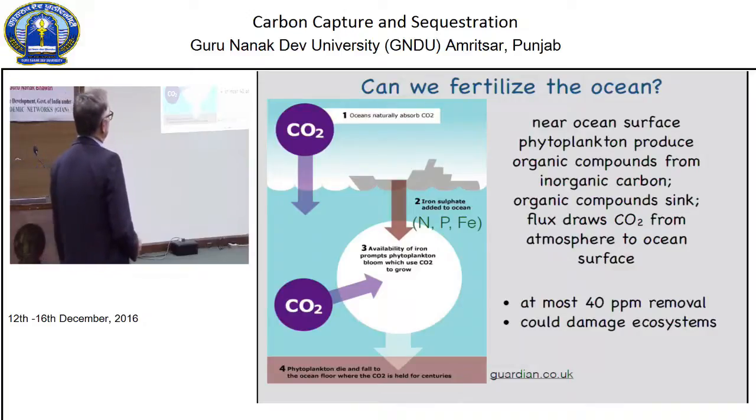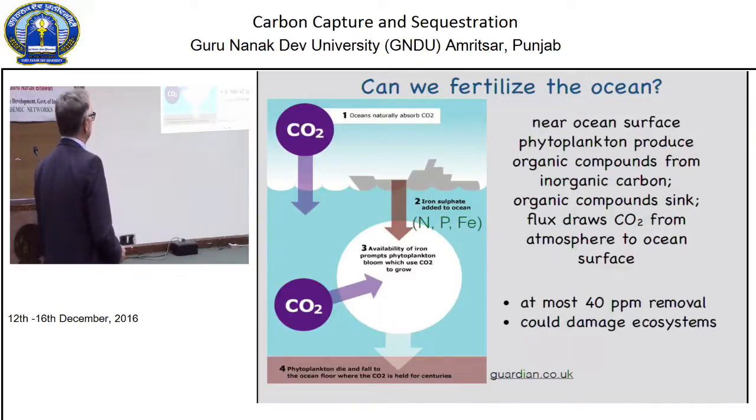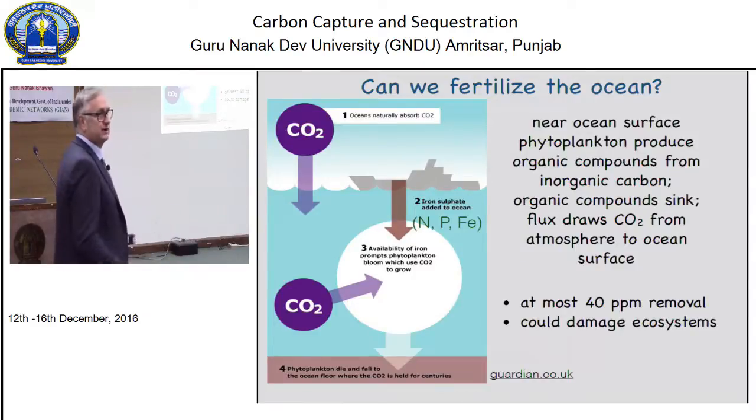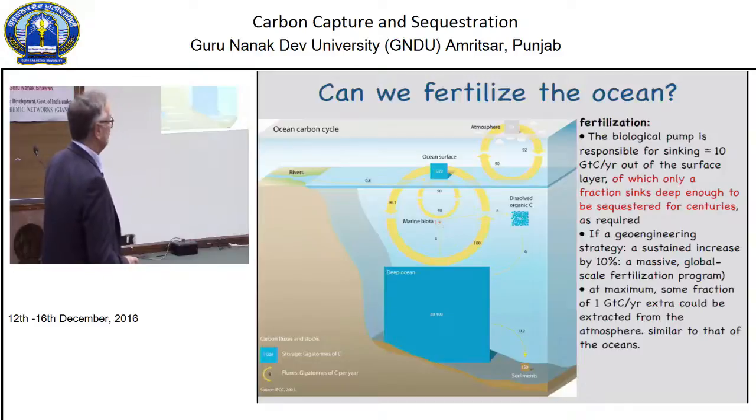If you calculate the scales on which this could be done, at most we could drop down the atmospheric concentration of CO2 by 40 ppm. Enormous damage to local ecosystems. If you imagine going to a place off the shore of India and seeding that place with enormous quantities of minerals, which bloom these phytoplankton, any fish and other natural species in that area could be seriously damaged. So nobody really takes it seriously, but the real reason has to do with pumping gas, pumping fluid.